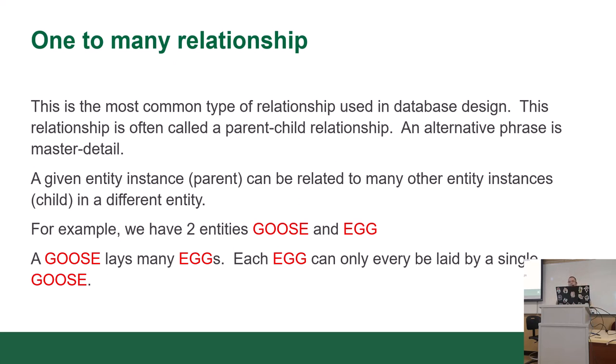For a quick example, we're going to go with goose and egg. A goose can lay many eggs, but that egg can only ever come from one goose. We're not talking about whether or not the egg is fertilized. We're talking about what shot it out. So each egg can only ever come from one goose, but that goose can shoot eggs out all day. So that's a one-to-many relationship.